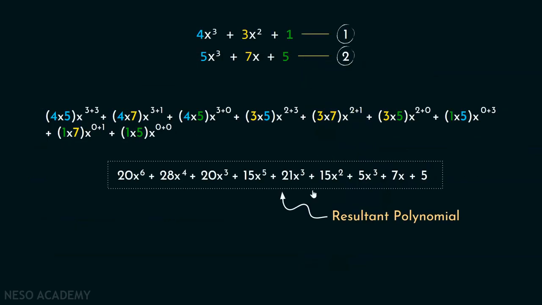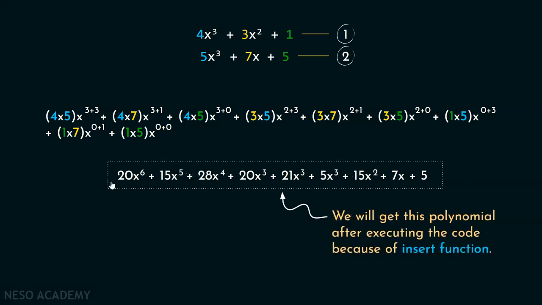Now, obviously this is the resultant polynomial so obtained, but you can see there is a flaw over here. Obviously, in this resultant polynomial, the order is not maintained. Here you can see there is no order among these terms, right? But the resultant polynomial that we will obtain after the completion of the code must look like this. Here you can see that we will get this polynomial after executing the code because of the insert function. There is no doubt about this. Here you can see the terms are arranged according to their exponents, and that too in descending order.